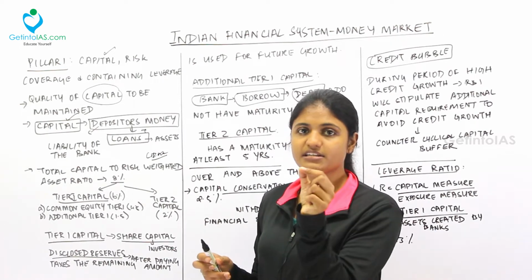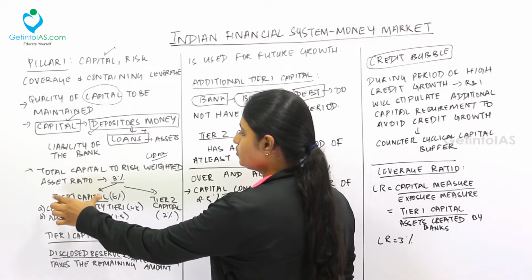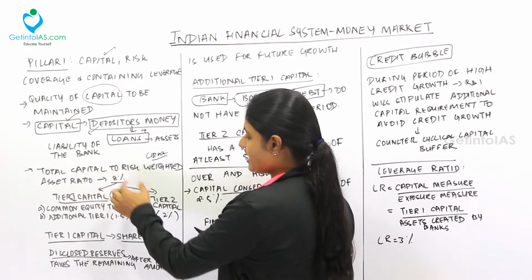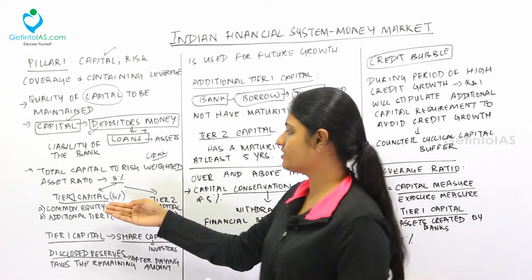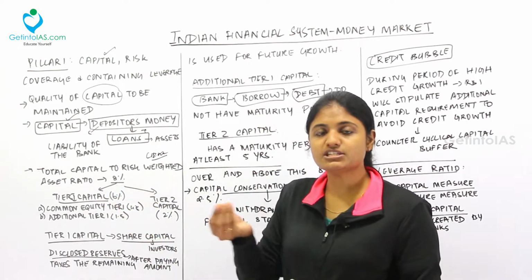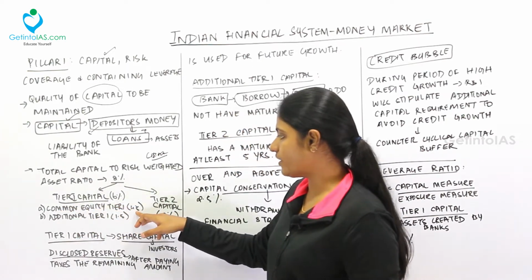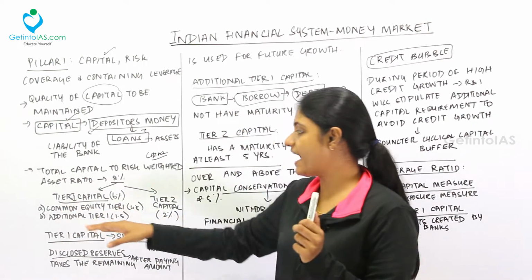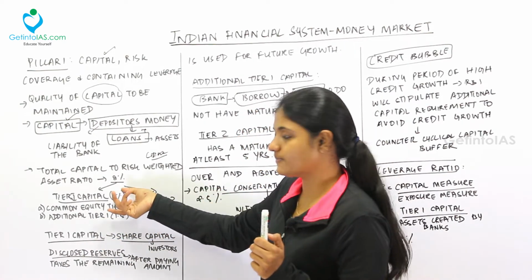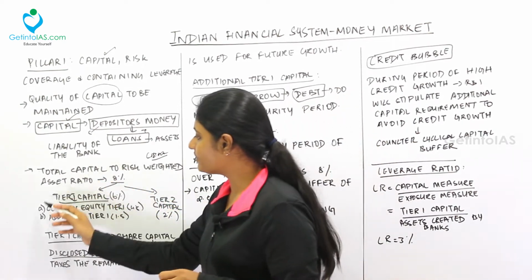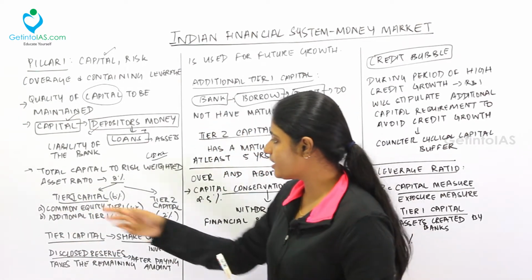So this 8% is split into 2. This 8% is split into tier 1 capital of 6% and tier 2 capital of 2%. Under the tier 1 capital of 6%, that is further split into 2. Over here you have the common equity tier 1 of 4.5% and additional tier 1 of 1.5%. So totally 6%. So all these capitals should be maintained by whom? By the banks.